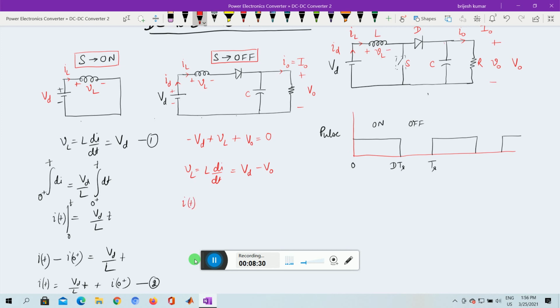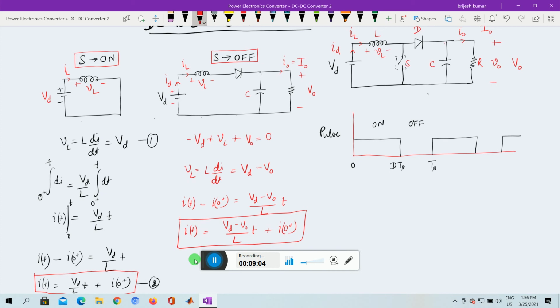i of t minus i of 0 is equal to, here this will be Vd minus V0 by L times t. Again we can write i of t is equal to Vd minus V0 by L times t plus i of 0 plus. So we get two equations, one during the off time and one during the on time. So these are the two equations we got here. Let us write this as equation 3 and this as equation 4.